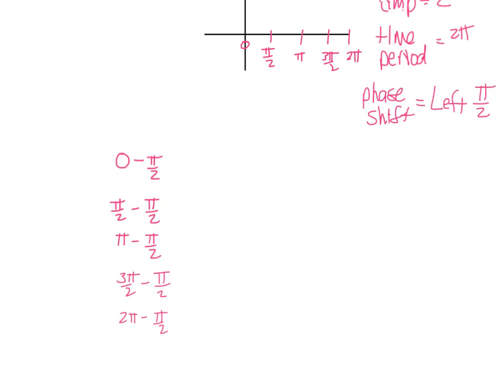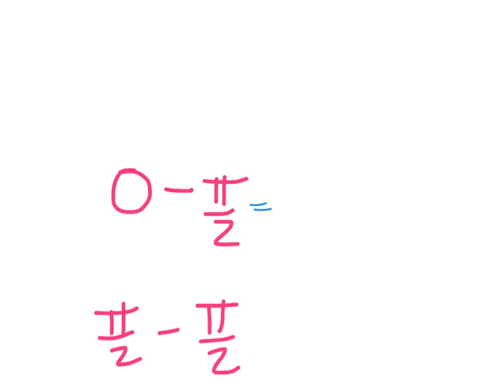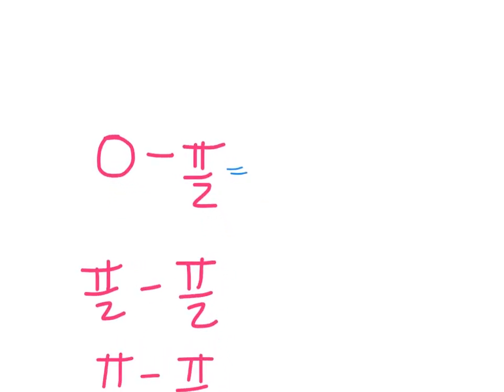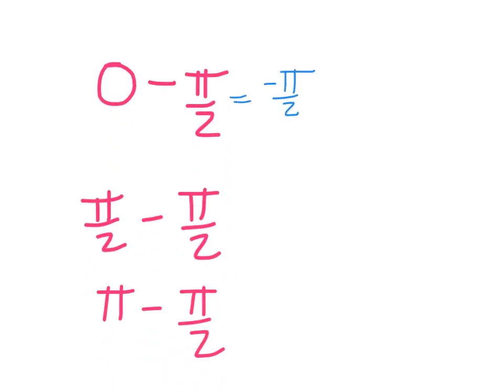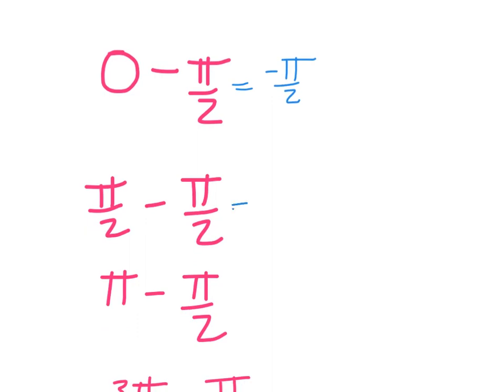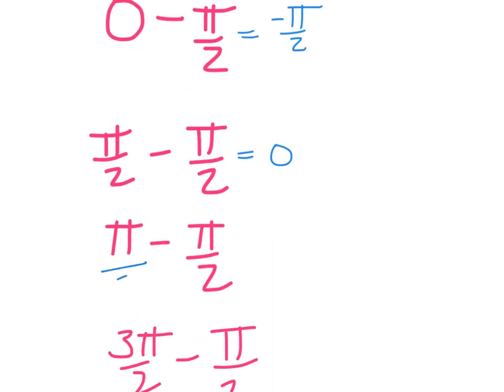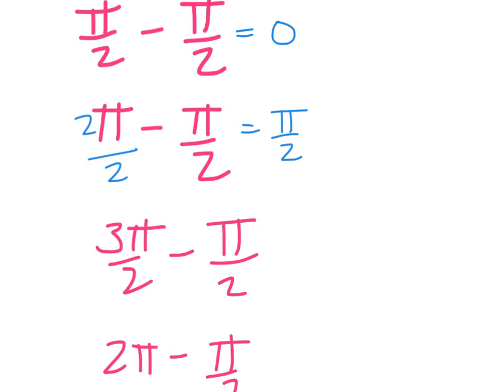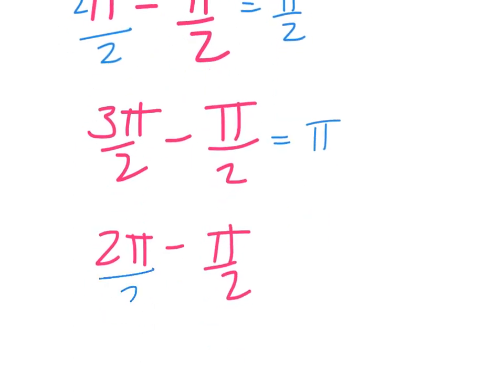Now I'm just going to do a little simple math. What is 0 minus pi over 2? Negative pi over 2. Good. What's pi over 2 minus pi over 2? 0. Good. If I change this to seconds, I have 2 pi minus 1 pi gives me pi over 2. Good. 3 pi over 2 minus pi over 2? 2 pi over 2, which is? Pi. Great. And then 3 pi over 2.